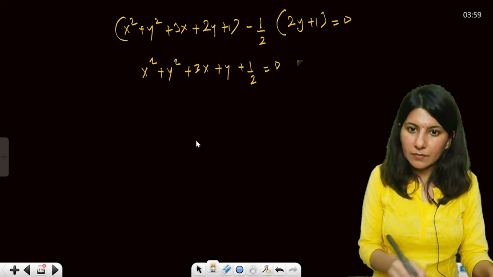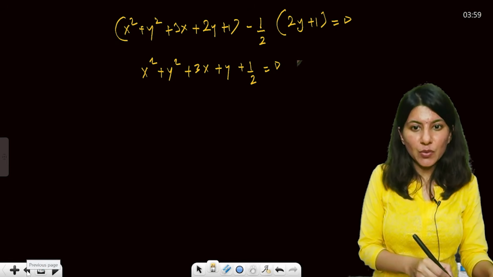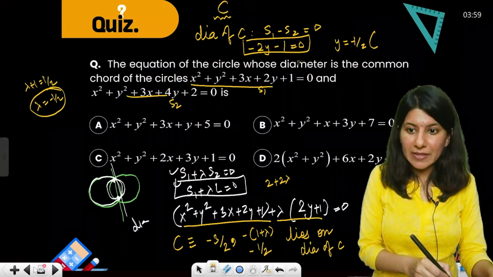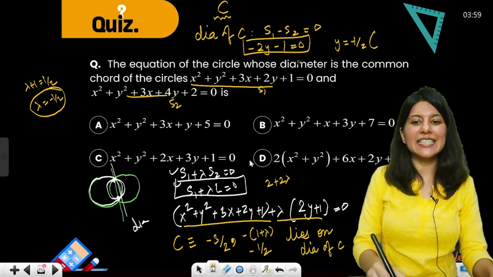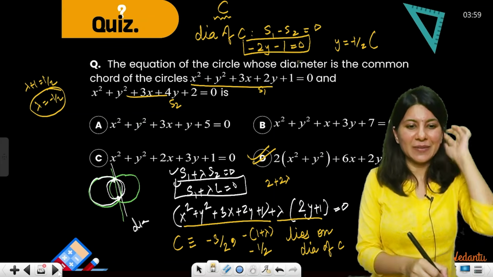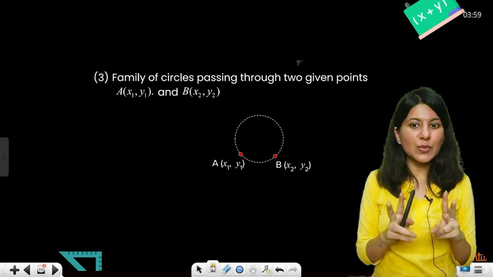Yes. So if you take LCM, 2x square plus 2y square plus 6x plus 2y plus 1, option D. Absolutely right. Okay. Now, the first two cases we have seen.